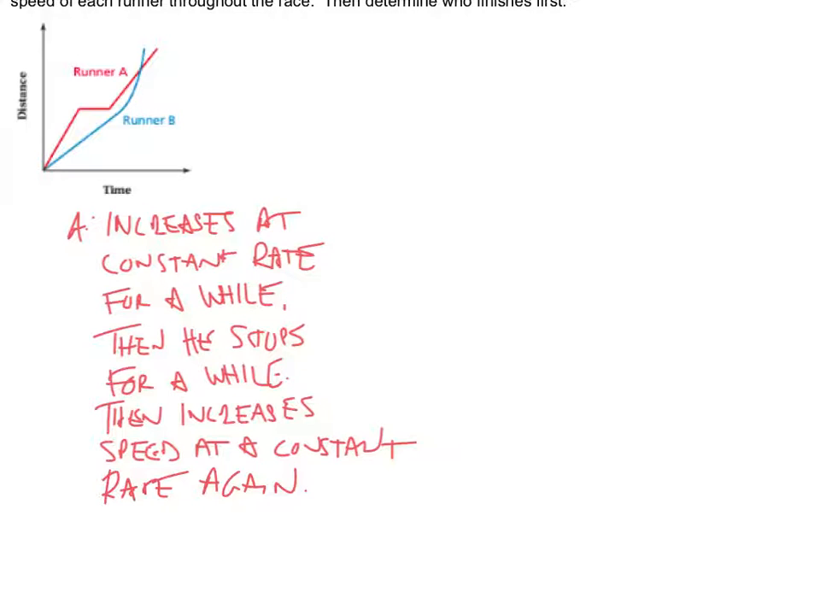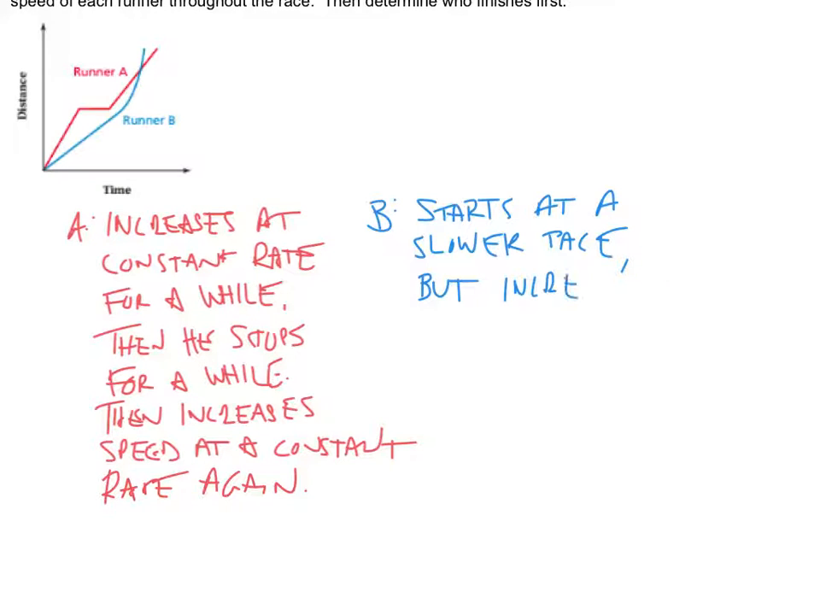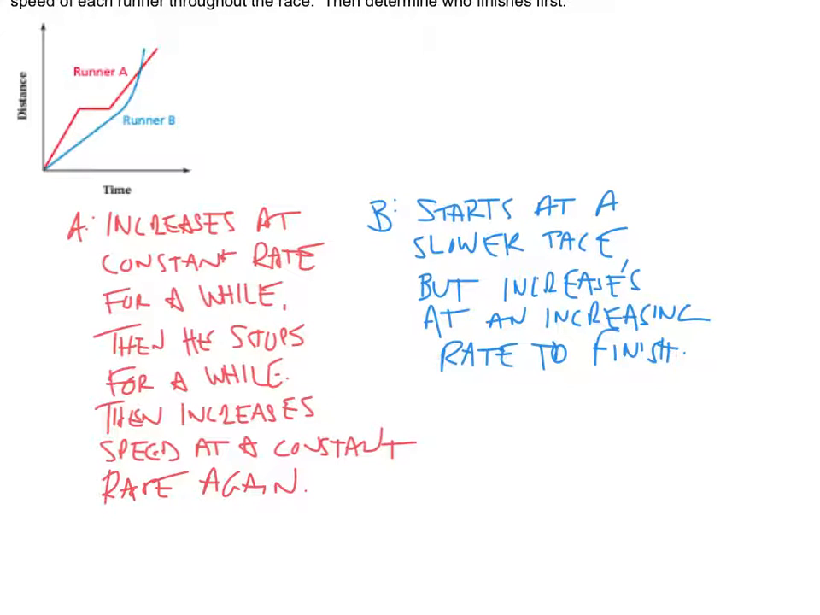So this one is tricky. So runner B. He starts at a slower pace, but increases at an increasing rate to finish. And let's talk about what I mean by that.